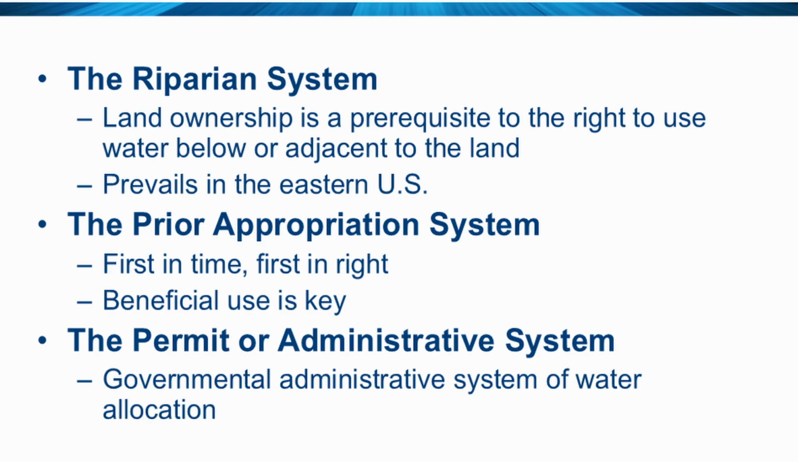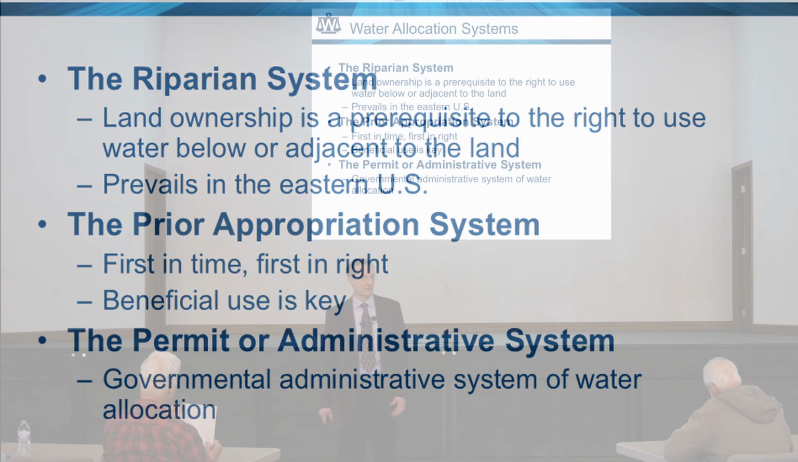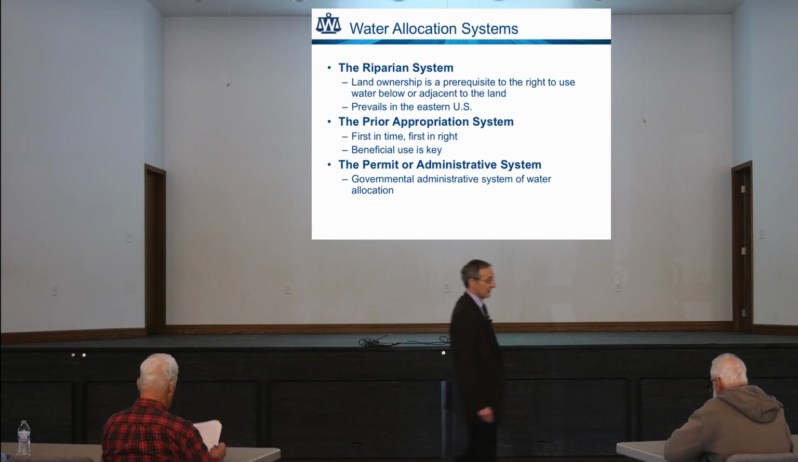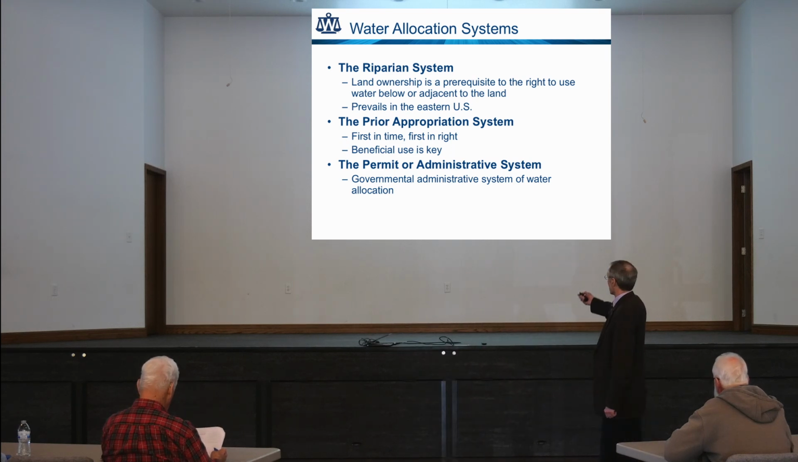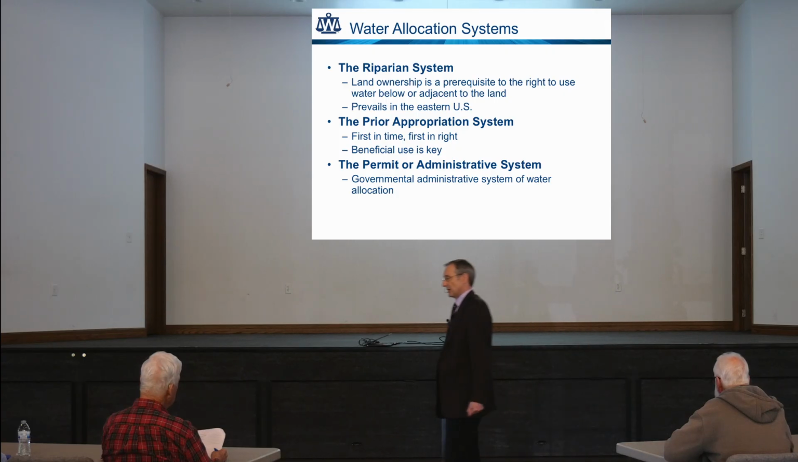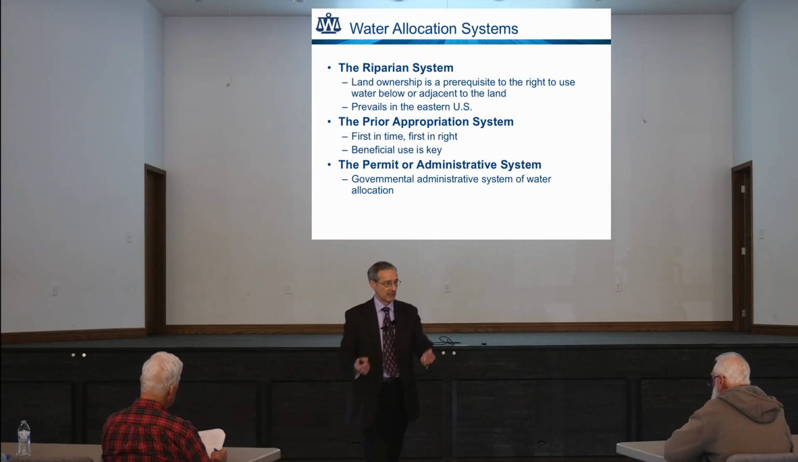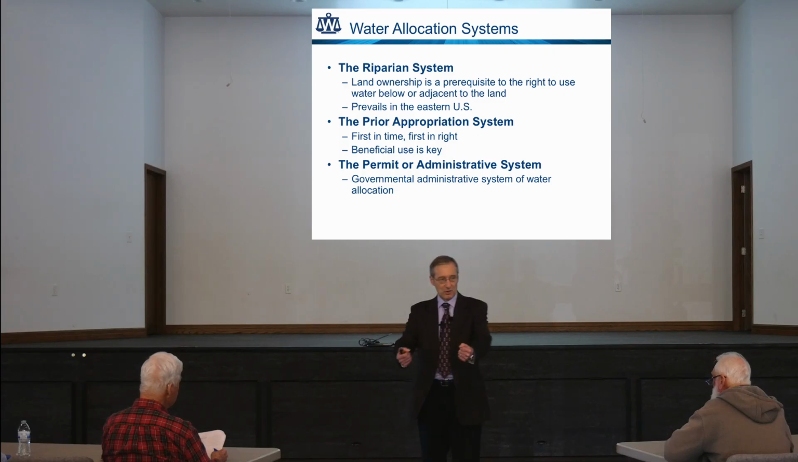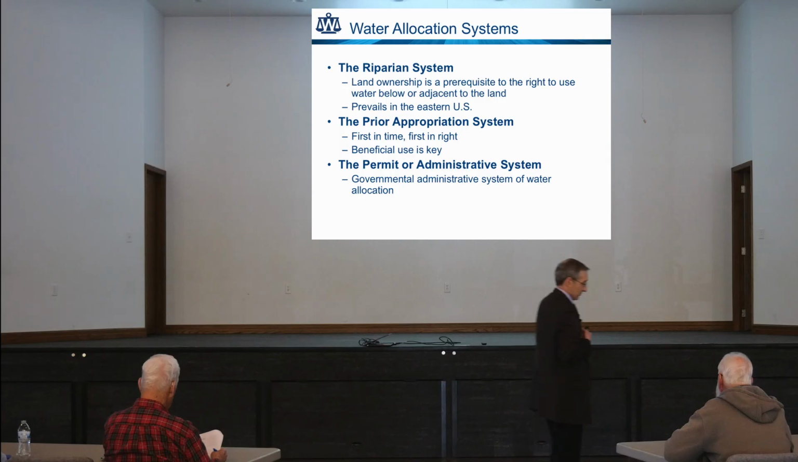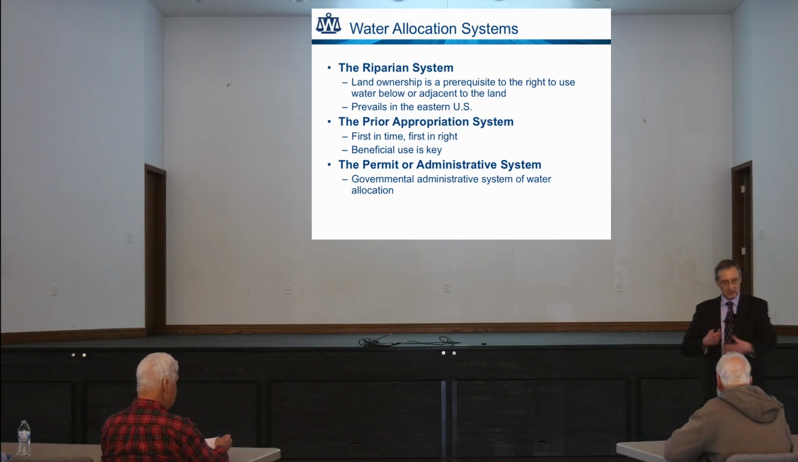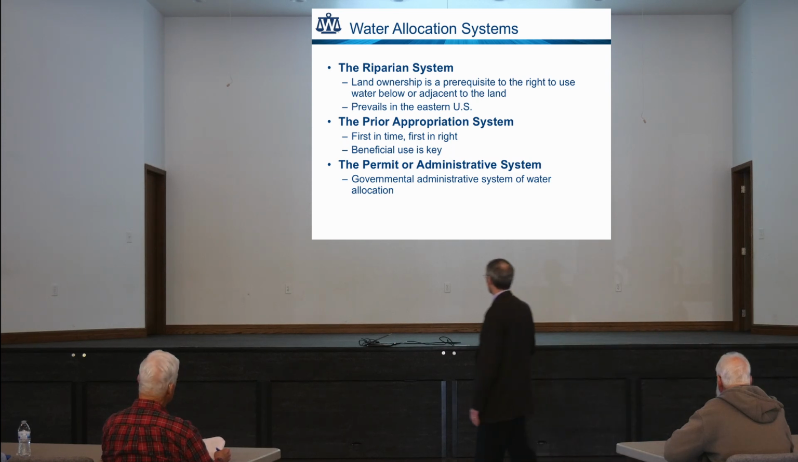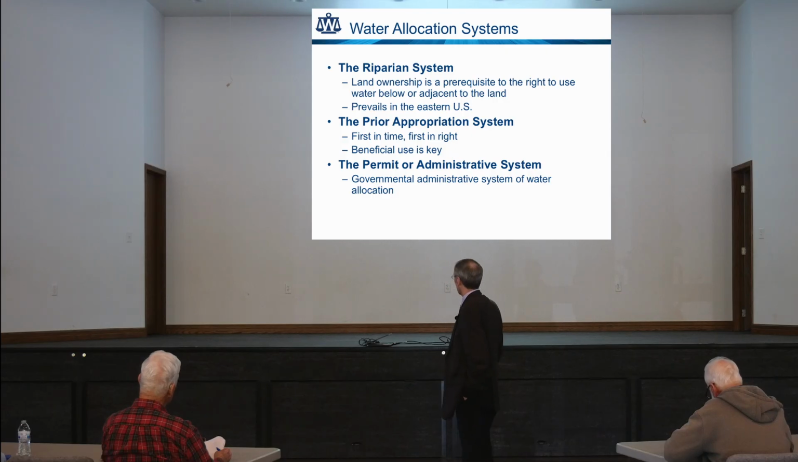And the riparian system, which predominates in the eastern third of the United States, basically, you could generally say east of the Mississippi River, but it also applies in places west, including Texas, which is interesting. But in the riparian system, which is the carryover from England, land ownership is a prerequisite to the right to use water that is below or adjacent to the land. So it's known as a bank right. Riparian. I'm a riparian owner. I own the land that is the bank to the stream. And I can withdraw water out of the stream for as much water as I want, as long as I don't diminish the quantity or change the quality of the water for a downstream riparian. That's the theory in general. And again, that still prevails in the eastern third of the United States.